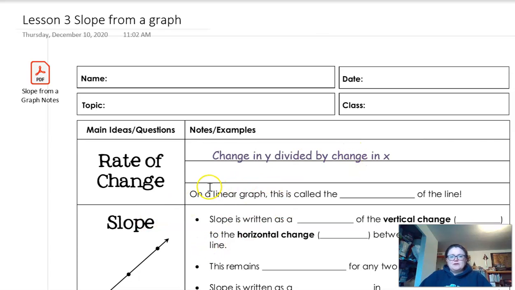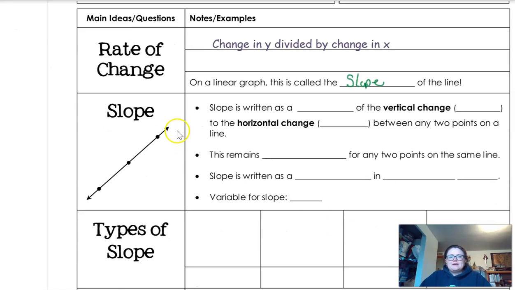So if it's linear, then the rate of change is called the slope. So we are now going to start calling it slope instead of rate of change, because from now on, for the rest of this trimester, everything is going to be that way. Okay, so slope is like the tiltiness of the line, right?